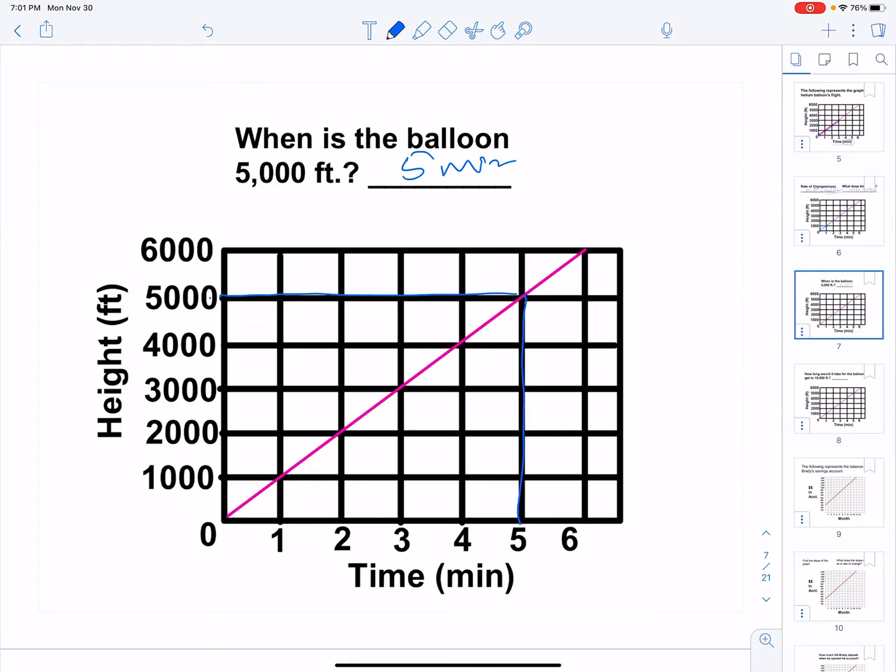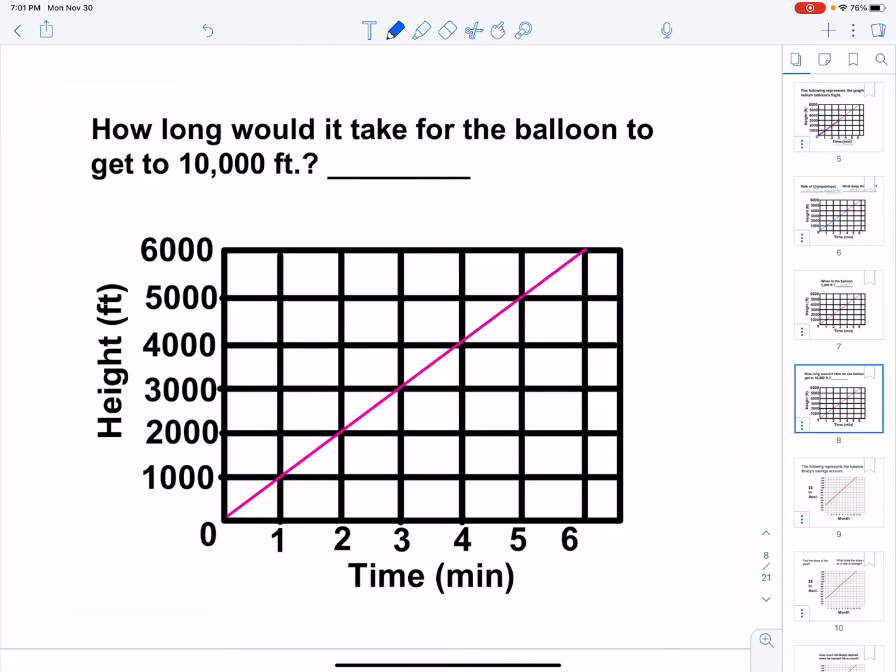Now, we can also use this information as a predictive value, or being able to make predictions. Since this does have a linear relationship and there's a consistent pattern, I can then ask you this question. How long would it take for the balloon to get to 10,000 feet? Well, if for 5,000 feet it took 5 minutes, if the pattern continues, how long do you think it would take for 10,000 feet? Very good, 10 minutes. So you can use that rate of change as a way to predict future outcomes, because 10,000 feet is not on my graph. But we know it would eventually get there.